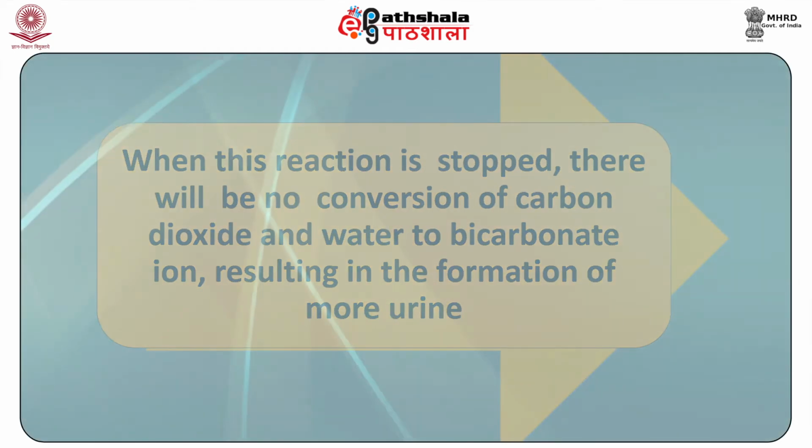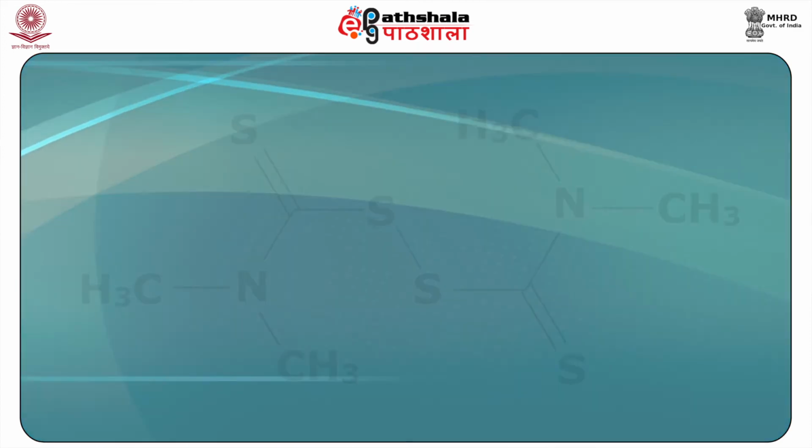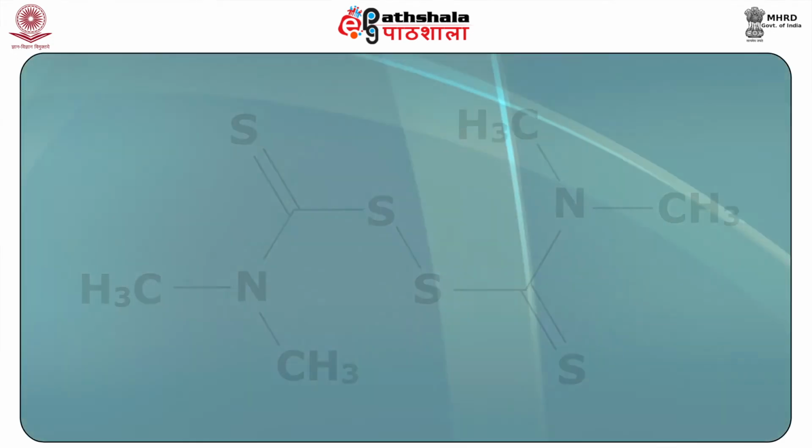When this reaction is stopped, there will be no conversion of carbon dioxide and water to bicarbonate ion, resulting in the formation of more urine. Disulfiram, tetraethyl thiuram disulfide, is used in treatment of chronic alcoholism. It inhibits the molybdenum-containing metalloenzyme aldehyde oxidase, so the metabolism of ethanol stops with the formation of acetaldehyde, producing unpleasant symptoms and discouraging further indulgence. The drug inhibits aldehyde oxidase, presumably via the soft-soft molybdenum-sulfur interaction.